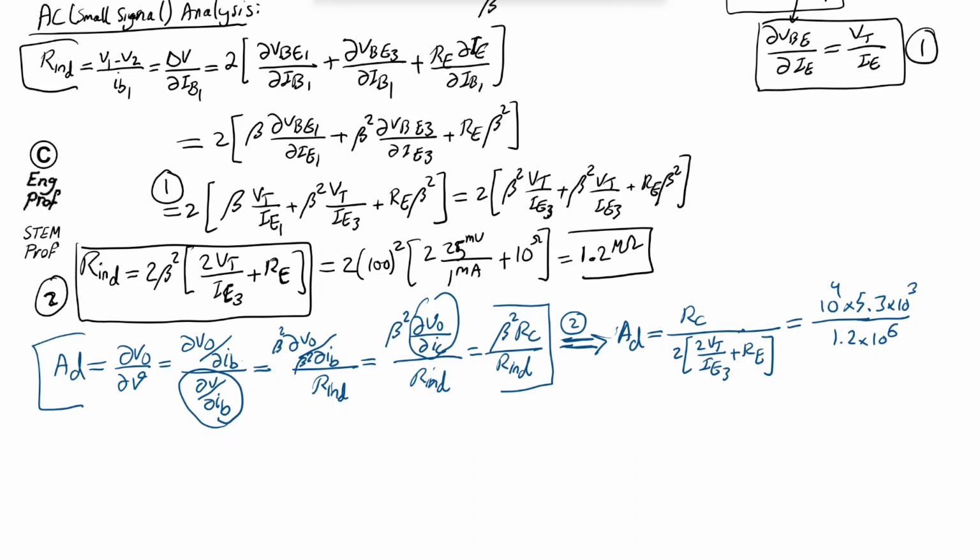So it would be 53 divided by 1.2. Just to do it quickly, I'm trying to make sure that the 44 number I said is a valid number. Okay, so it's going to be 44 roughly, approximately. That's the AD in this specific circuit.